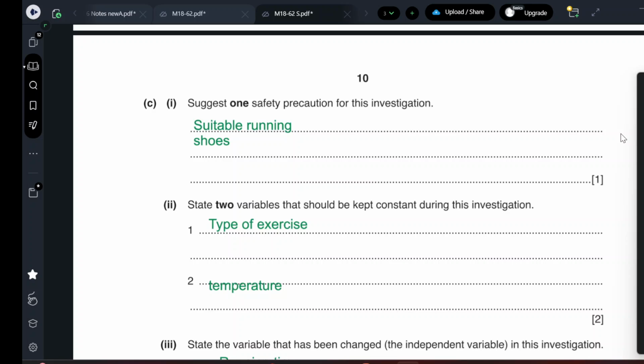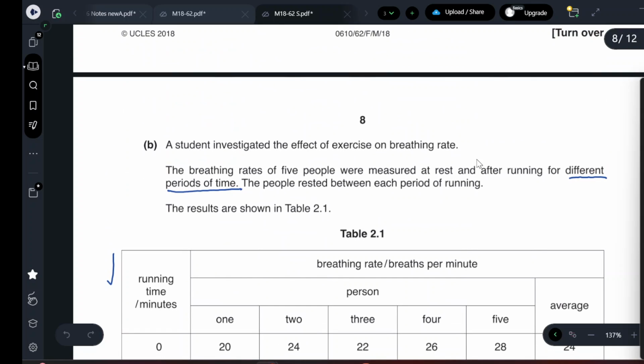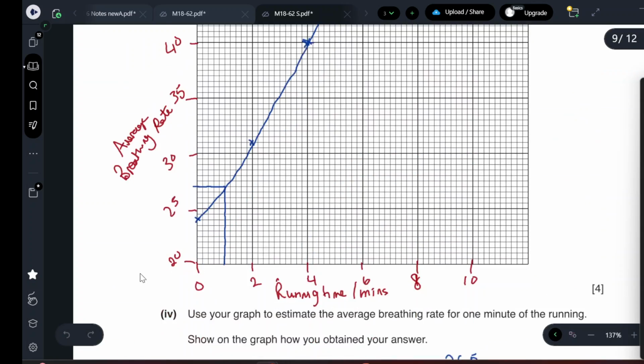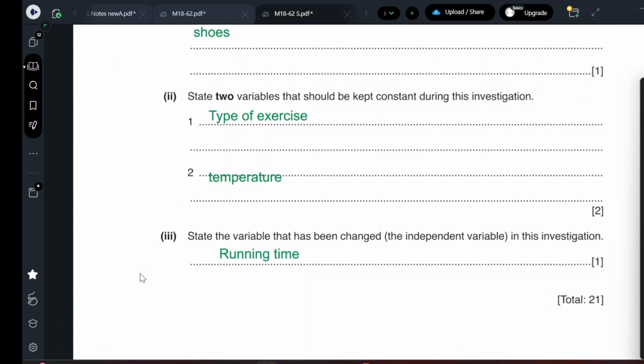The last question was state the variable that was changed in this experiment. As we said in the beginning, he changed different periods of time, so he changed the running time. This is the independent variable, the changed variable, which is the independent variable.